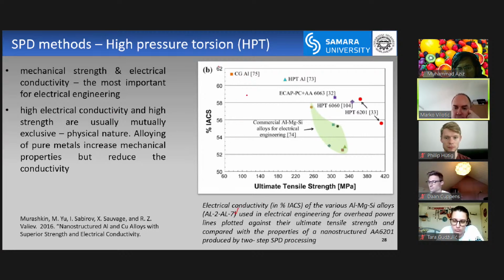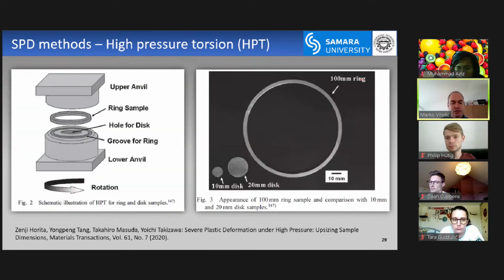This is the name of the alloy. So it means conductivity is good, but performance is low. However, if we process this material using different SPD methods like high pressure torsion or ECAP, you can get relatively good strength and relatively good conductivity. So it's like a win-win situation.